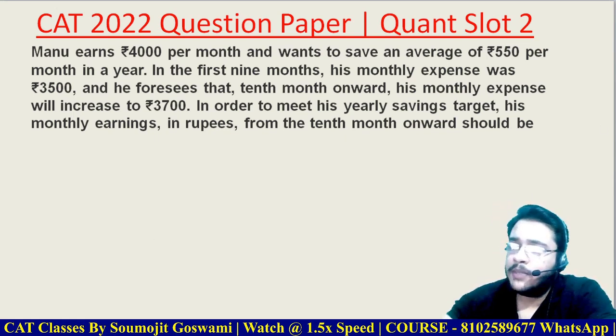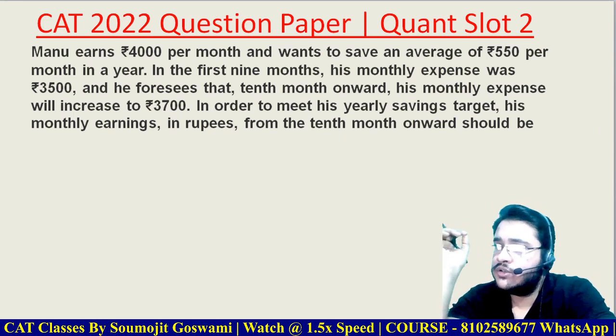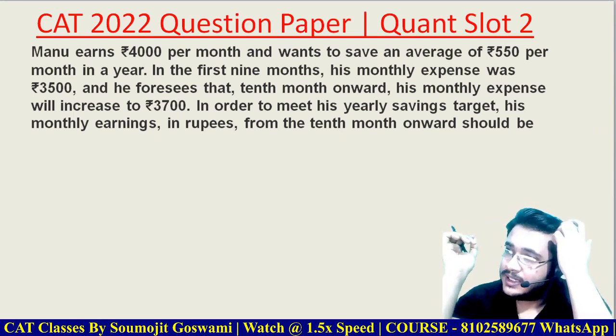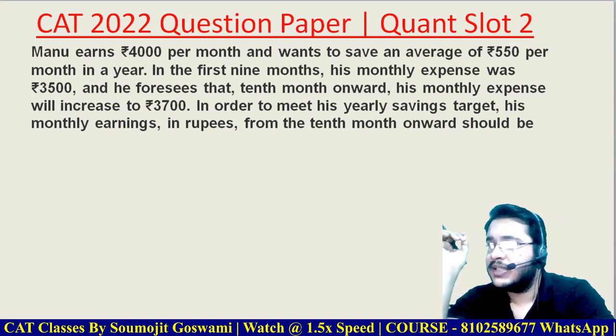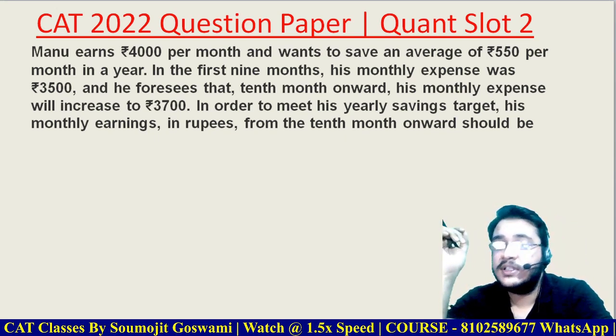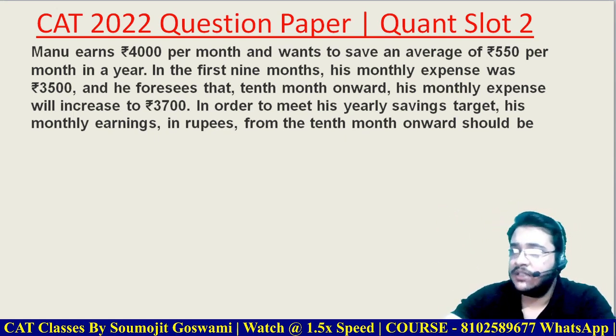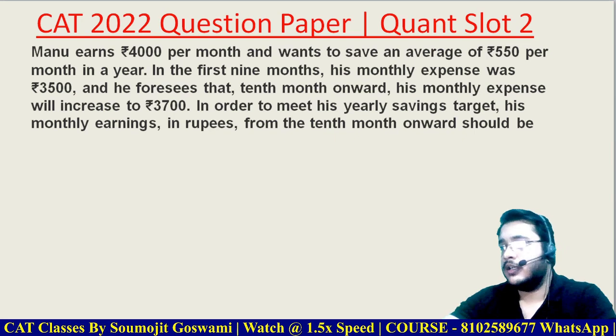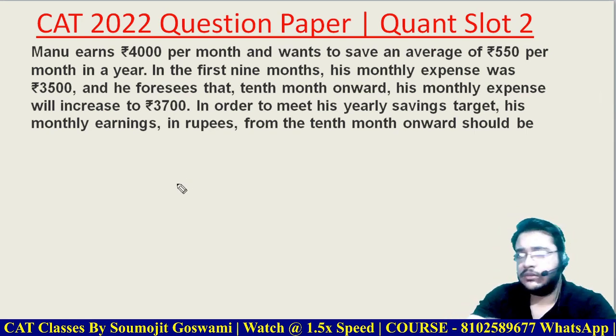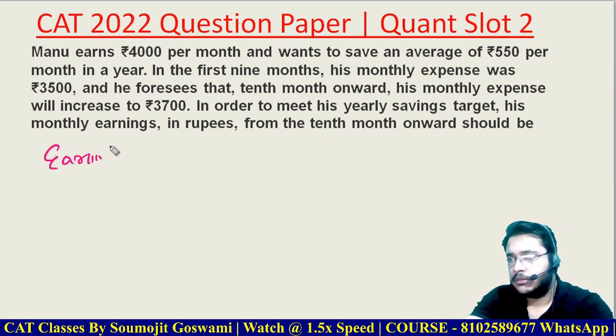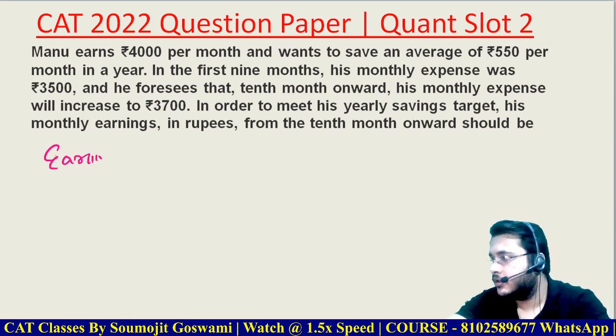The question says, Manu earns 4,000 per month and wants to save an average of rupees 550 per month in a year. In the first 9 months, his monthly expense was 3,500, and he foresees that from the 10th month forward, his monthly expense will increase to 3,700. In order to meet his yearly saving target, his monthly earning in rupees from the 10th month onward should be... A very interesting question. Let's try to understand what they are saying. So 4,000 is the earning. Just a second, let me change the color.